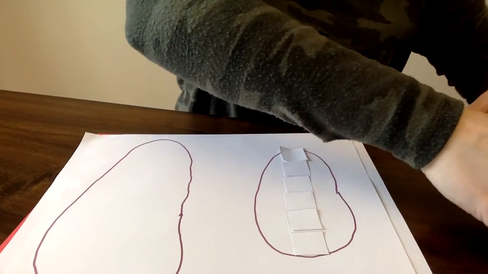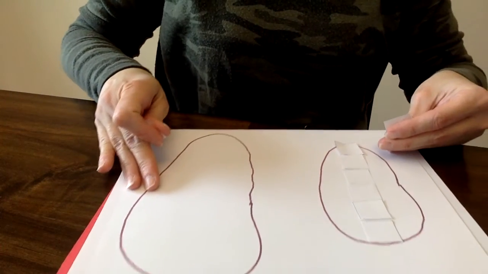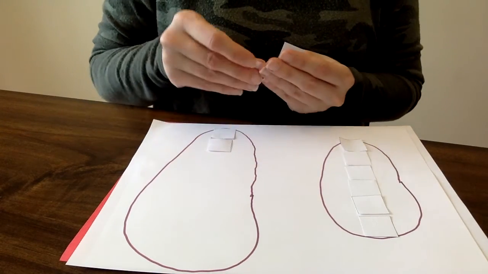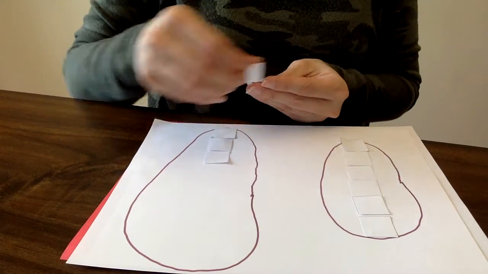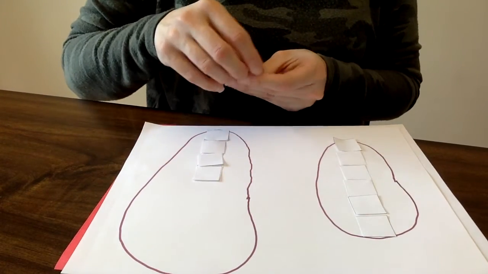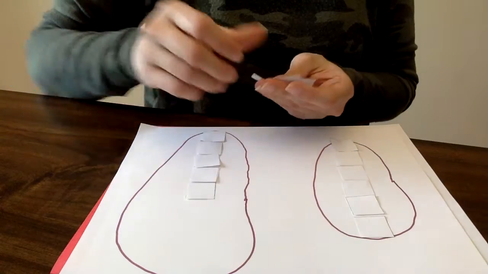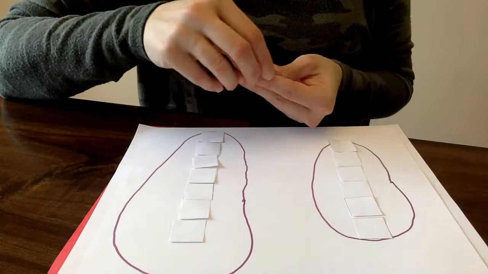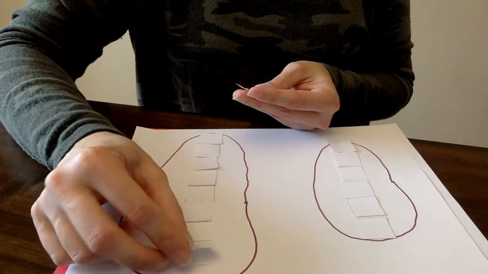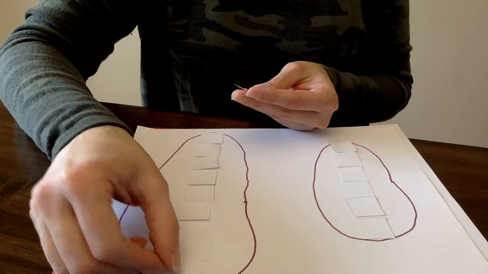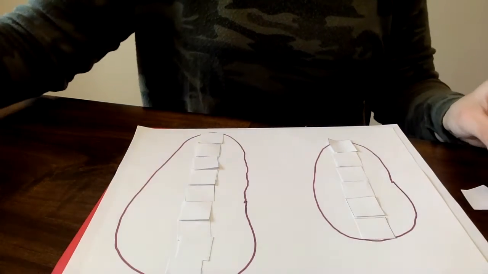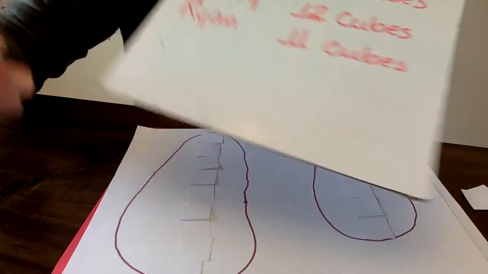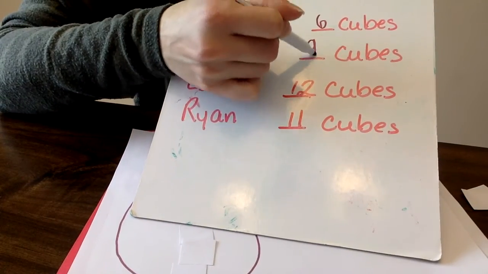So remember again, I'm measuring from heel to toe. So 1, 2, 3, 4, 5, 6, 7, 8, 9. So Noah's shoe is 9 cubes long. So on my chart, I'm going to go ahead and write 9.